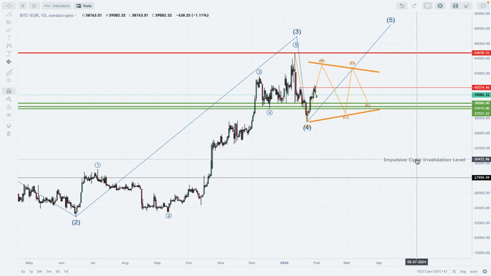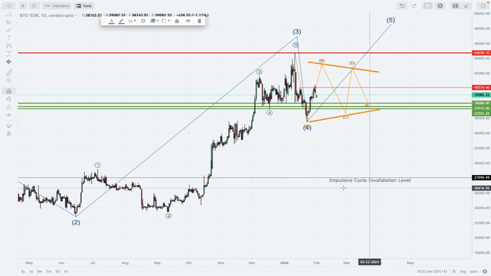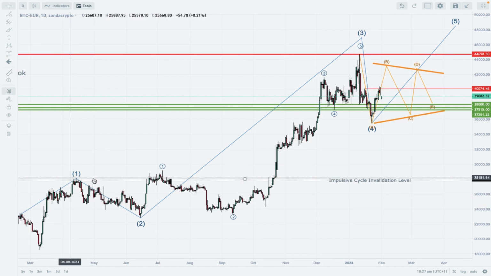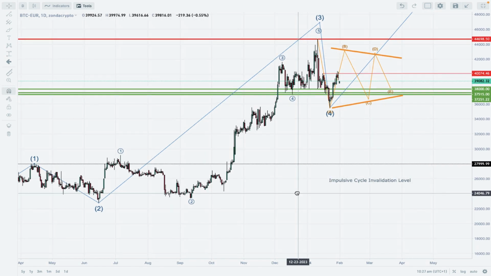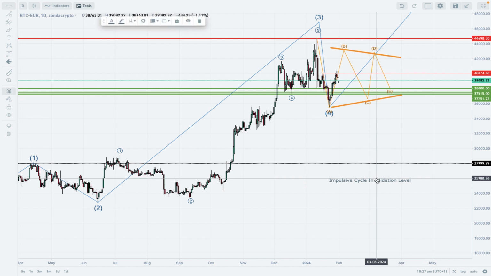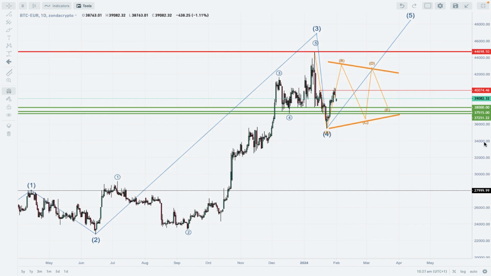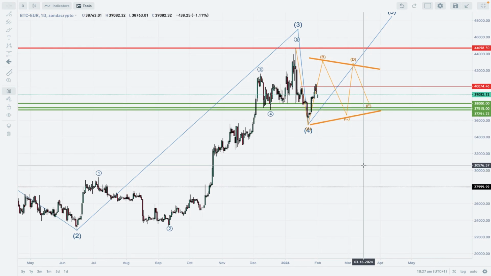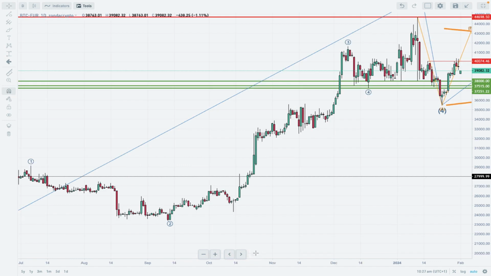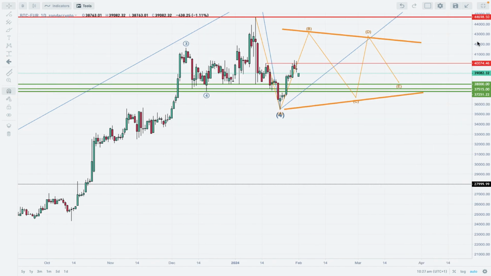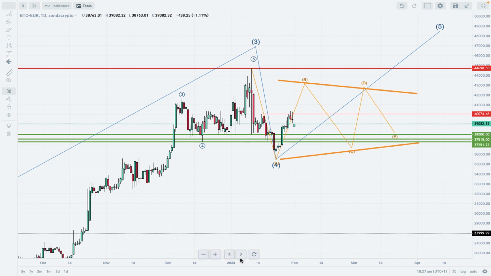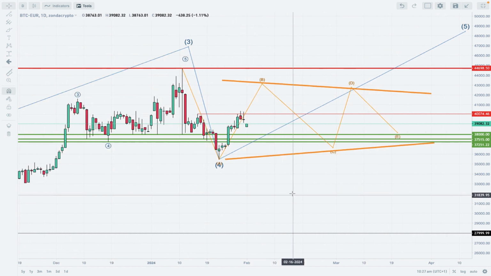Now, of course, there is the impulsive cycle invalidation level, which is on the top of the wave 1, which is obvious. It's moving up and down, so let me just remove it so we don't have any confusion up there. We all know that this is the 28,000 euro level. Anyway, let me just zoom in and take a look a little bit closer at the recent developments here.